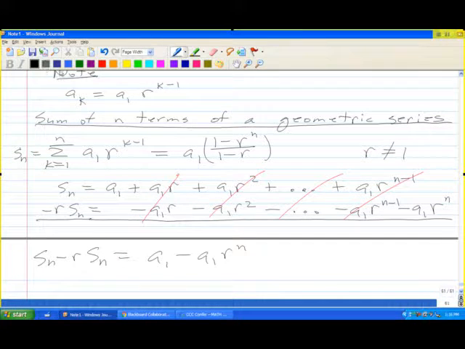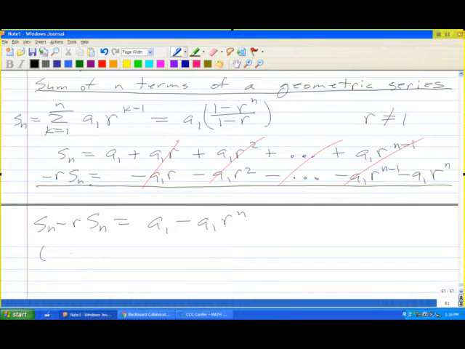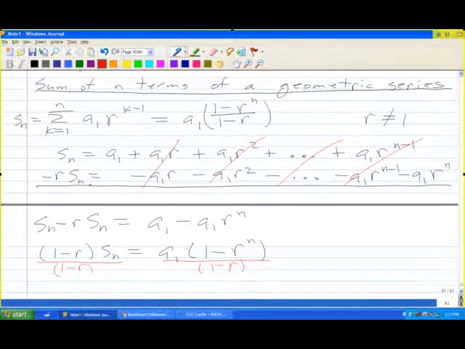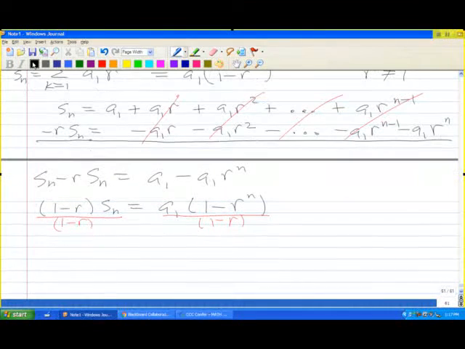Let me factor out S sub n. So you get 1 minus r times S sub n. Factor out a1, you get 1 minus r to the n. Divide by 1 minus r. Of course, I'm assuming that in this case r is not equal to 1, so I'm not dividing by 0. And so this is equal to my formula, a1 times 1 minus r to the n over 1 minus r. And that's what I wanted to derive.